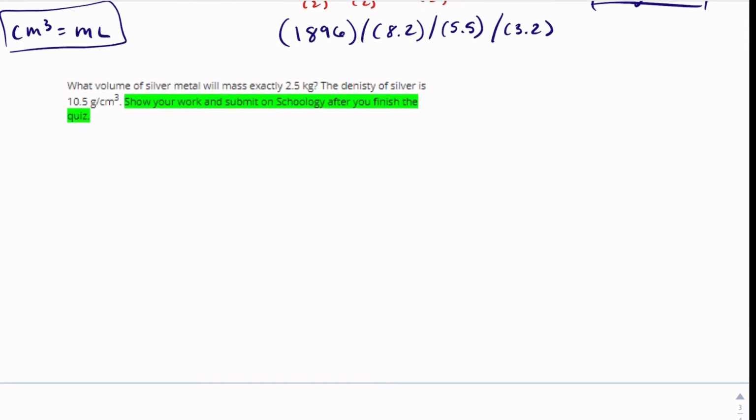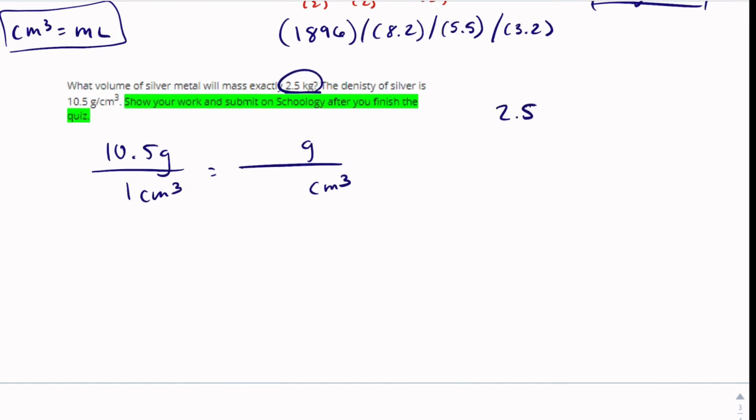Okay, last one. It says, what volume of silver metal will mass exactly 2.5 kilograms? The density of silver is 10.5 grams per 1 cubic centimeter. So we'll set up our proportion. We need grams and cubic centimeters. Hopefully at this point in the video you say kilograms is not going to work for us. So we'll go from kilograms to grams. 1 kilogram is 10 to the 3rd grams. We'll plug in 2,500. Then x centimeters cubed.